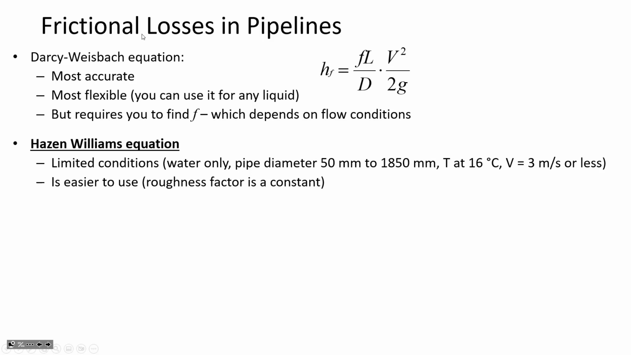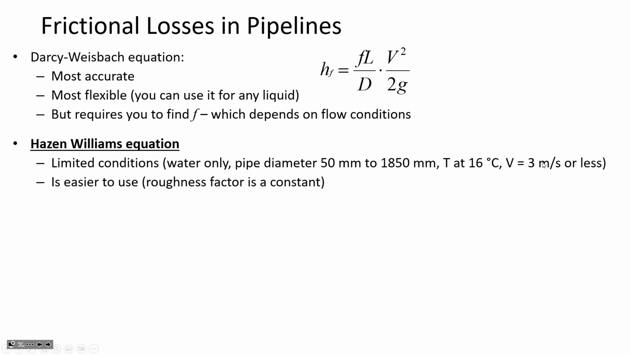That limitation doesn't apply to Darcy-Weisbach. Darcy-Weisbach is accurate for very tiny flow channels up to enormously large flow channels, but Hazen Williams has this range that it's been calibrated for, and it's only truly valid at water temperature of 16 degrees Celsius and for velocities less than 3 meters per second.